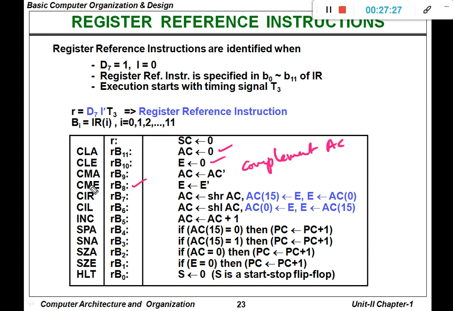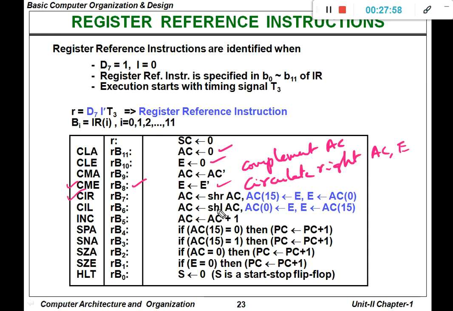So next, rB8. rB8 is going to represent CME. CME means complement expansion bit. Next, rB7. So rB7 is CIR. CIR means circulate right the accumulator and E, the expansion bit.